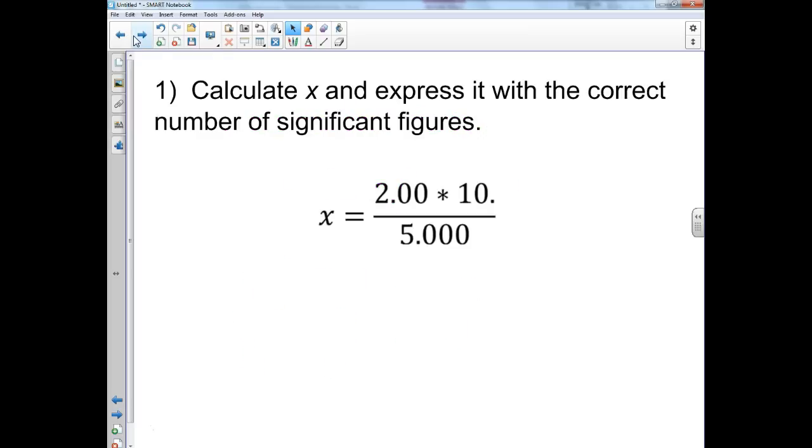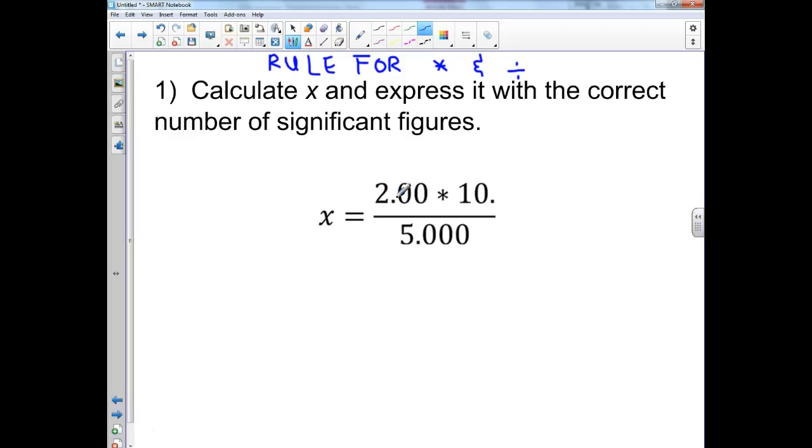Let's say you have a question like this. Calculate x and express it with the correct number of significant figures. And you're given an equation for x. Now we're told that x is 2.00 times 10 point divided by 5.000. This example will teach us the rule for multiplication and division.